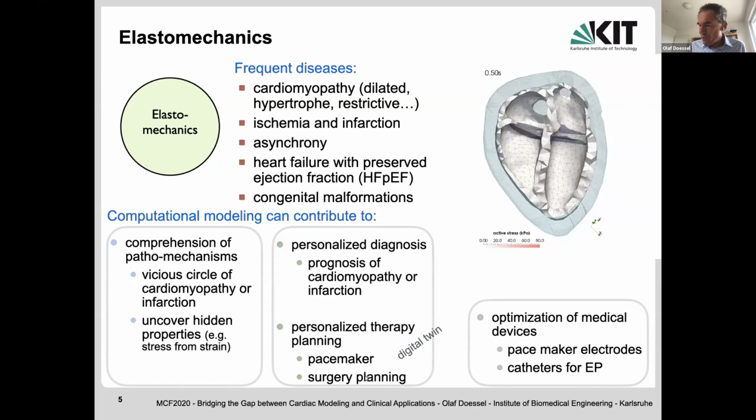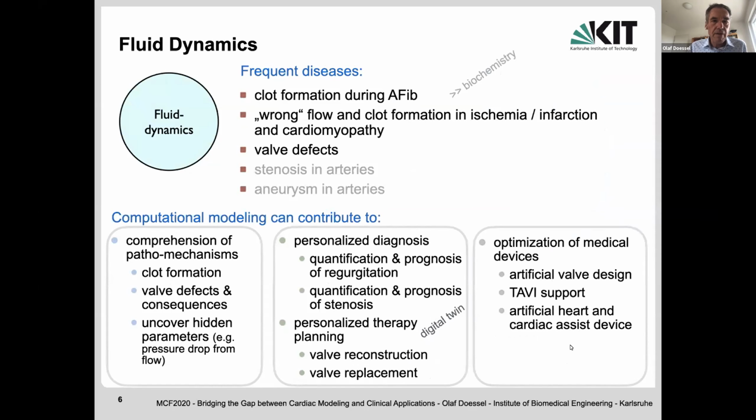We can also look into surgery planning. And we heard a talk in this workshop by Seiryo Sugiura, the first talk, where the surgery planning of congenital malformations was in the focus. Also here we can make the optimization of medical devices. Pacemaker electrodes, catheters for electrophysiology can use elastomechanics to move on and make the devices better.